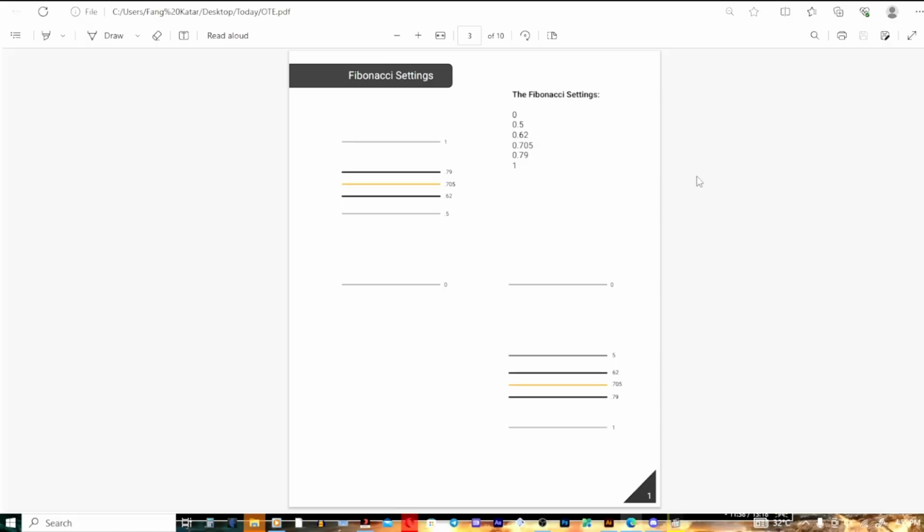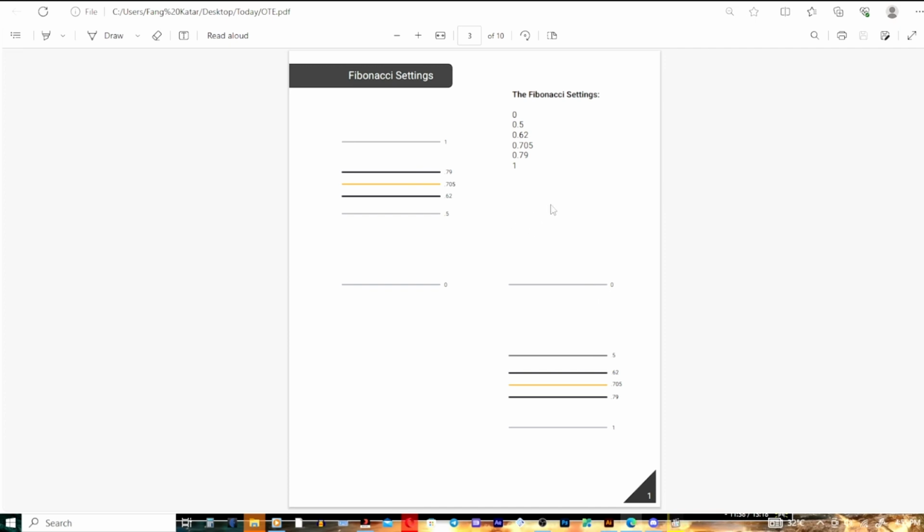Okay guys, first we're going to go over our Fib settings. In our Fib settings, we're going to be using 0, 0.5, 0.62, 0.705, 0.79, and 1. So when you pull the Fib, this is how it's going to look. It's going to have your 1, your 0.79 all the way down to 0.705, and when you pull it from the other side, you would have your 1, your 0.79, and the other numbers that come.